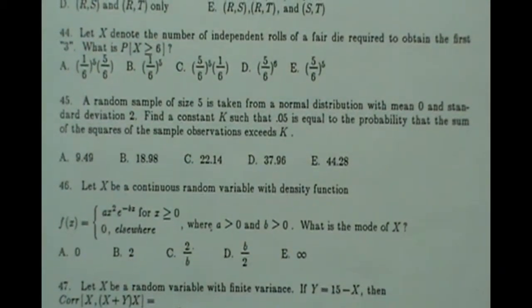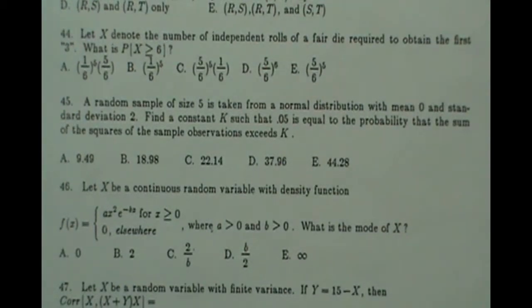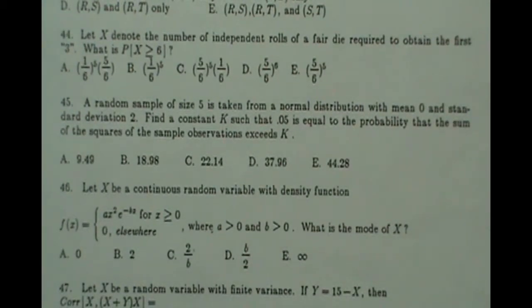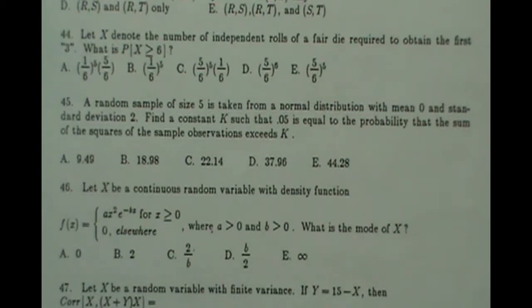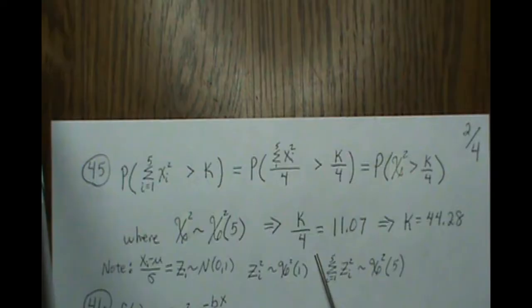Number 45, a random sample of size 5 is taken from a normal distribution with mean 0 and standard deviation 2. Find a constant k such that 0.05 is equal to the probability that the sum of the squares of the sample observations exceeds k.